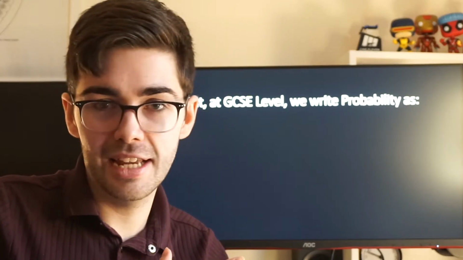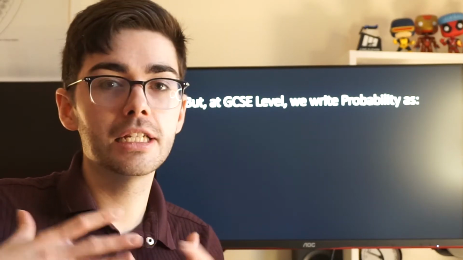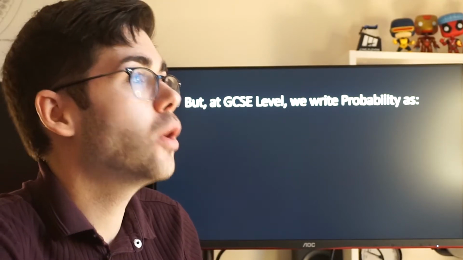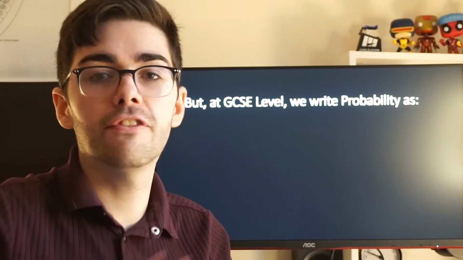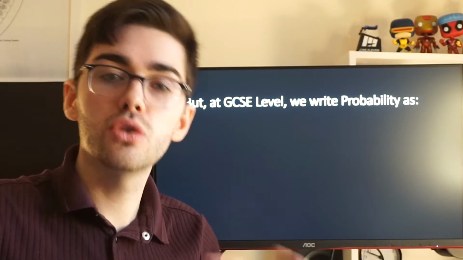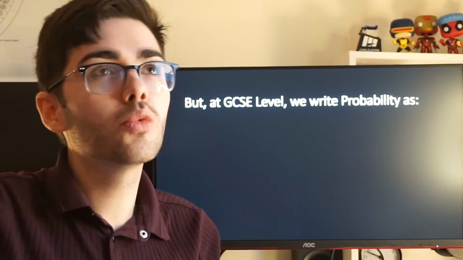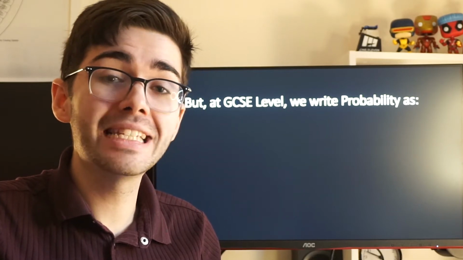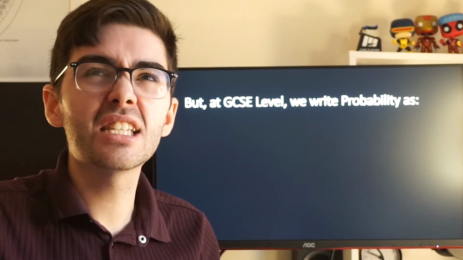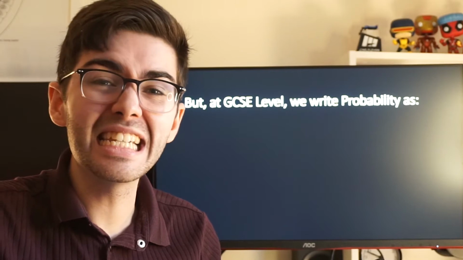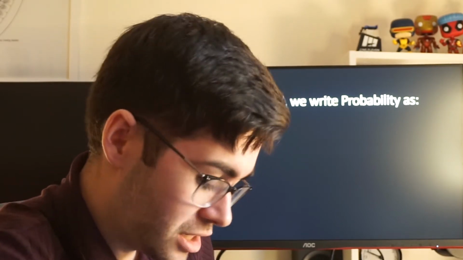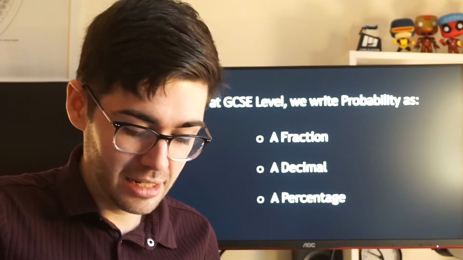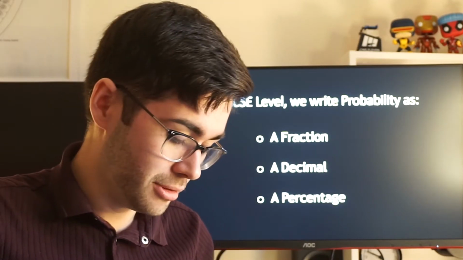Okay? But at GCSE level, we want to write probabilities either as a fraction, a decimal, or a percentage. We have met all of these things before. You know what fractions, decimals, and percentages are. You know how to work with them. So what I'm really trying to tell you here is probability is easy. Fractions, decimals, or percentages, probability is easy. Because all we need to do is write them either as a fraction, a decimal, or a percentage. Okay, let's have a look at some examples.